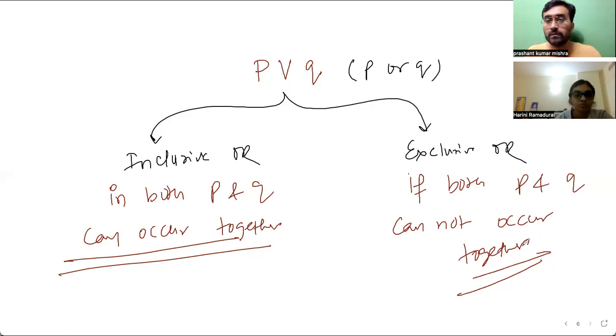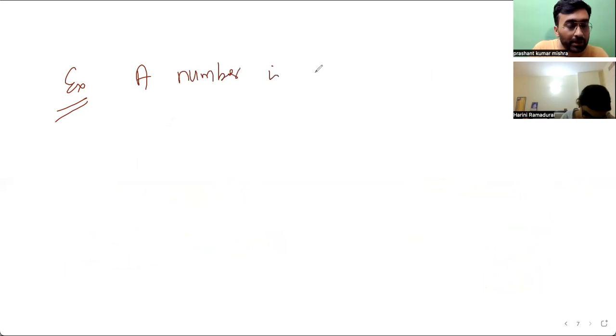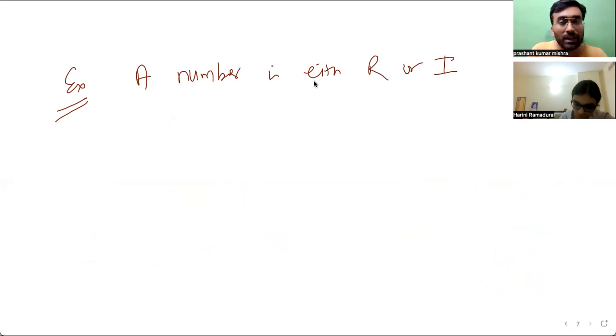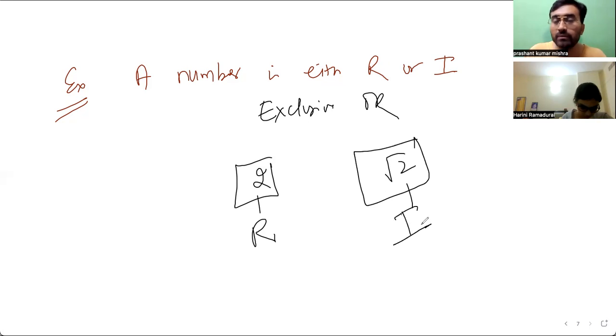Let's take a few examples and see. A number is either rational or irrational. What is this? This is exclusive or. Because if I say a number, any number like 2, it cannot be both. It is rational only. It's crystal clear. It cannot be both situations. If I say root 2, it is irrational.